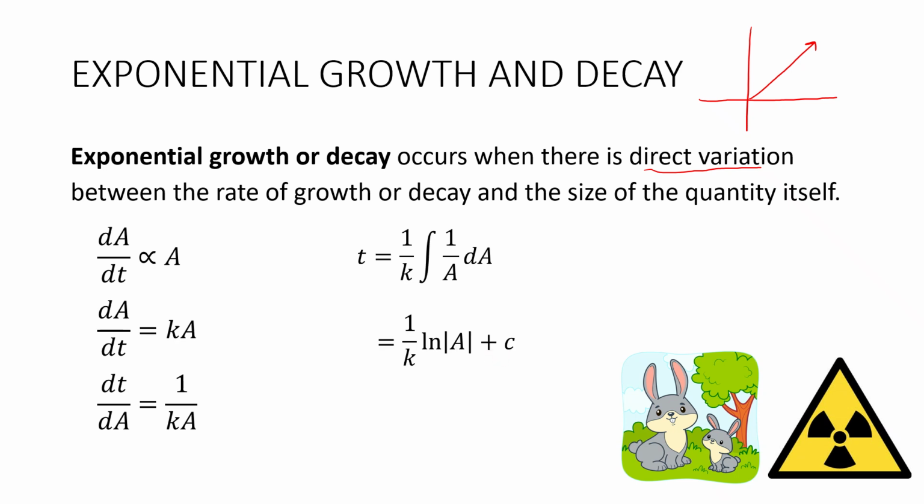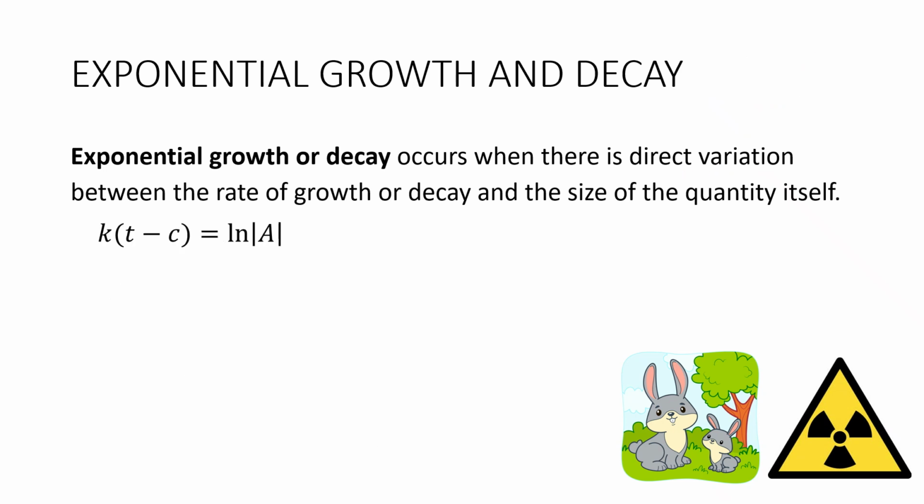All right, now to finish this off, we want to make A the subject, so let's move c over the other side and multiply both sides by k. Raising both sides as powers of e, I end up with this. Now we could leave it there, but I'm going to show you a little trick. I'm going to expand this out. It's the same as e to the kt multiplied by e to the negative ck.